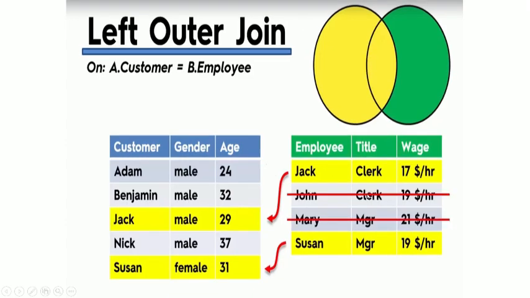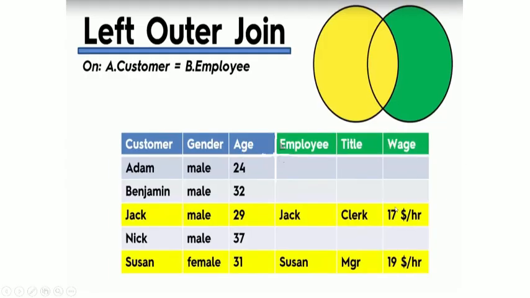Now you can see that the other two records are eliminated from this table, and this is the final output, that every record from the left table and only the matching records from the right table. And I told you that you get null value for the non-matching records.